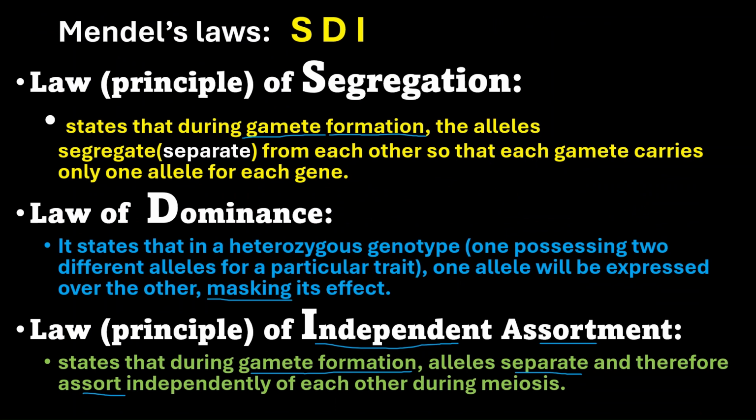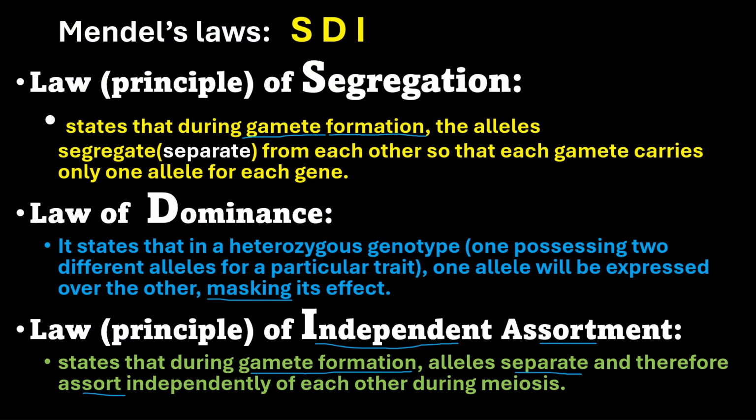The law of segregation states that during gamete formation, the alleles segregate or separate from each other so that each gamete carries only one allele for each gene. So that is the law or the principle of segregation. Segregation means to separate. And this occurs during gamete formation. What is one single word for gamete formation? The word for gamete formation is gametogenesis. And you know, gametes are formed by meiosis. So another word for gamete formation is gametogenesis.